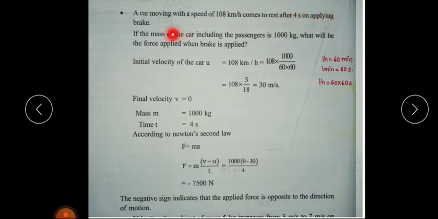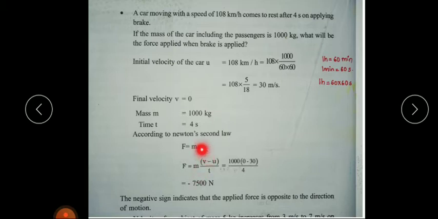On applying brake, if the mass of the car including the passenger is 1000 kg, what will be the force applied when brake is applied? So we have to find out force. So using Newton's second law of motion, we can find force using the equation F is equal to mass into acceleration. We already know mass. In the question itself, mass is given, but acceleration is not given. So we have to find out acceleration.